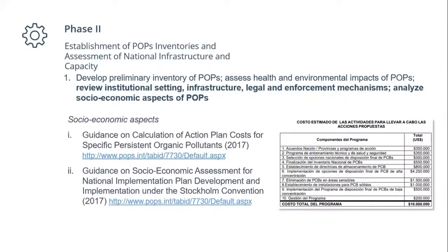And there is also guidance given in this link about the calculation of action plan cost on each of these POPs, the specific POPs. So this gives tentatively what would be the cost, what are the different aspects needed to deal with this particular chemical. And based on those aspects, a tentative costing has been done. So this guidance was prepared, I think, somewhere around 2009. Now we have updated this in 2017. It's available there.